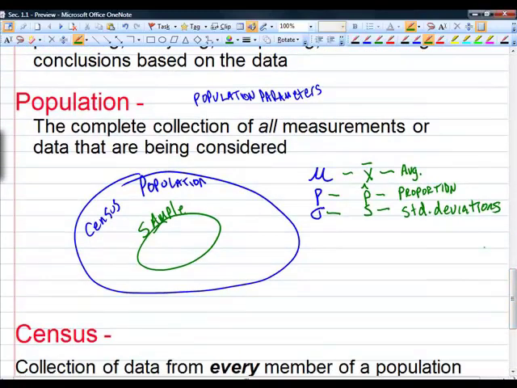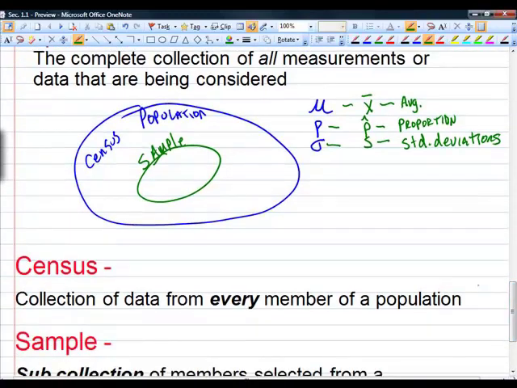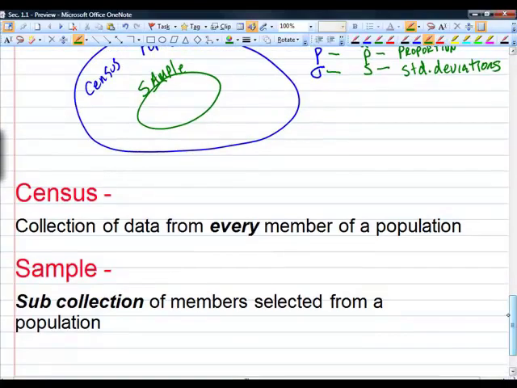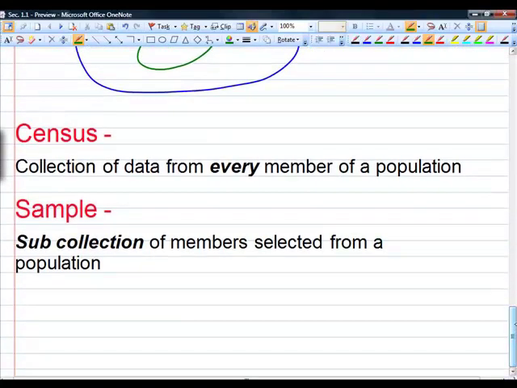So if we survey everybody in a population, what we've done is we've taken a census. A census is very difficult to attain. Every 10 years or so, the U.S. government tries to take a census, and that's where they gather information from every member of the country. A sample, on the other hand, is a sub-collection of members selected from a population. It's much easier to round up a sub-collection and take a sample and gather sample statistics than it is to survey a population and look at population parameters.